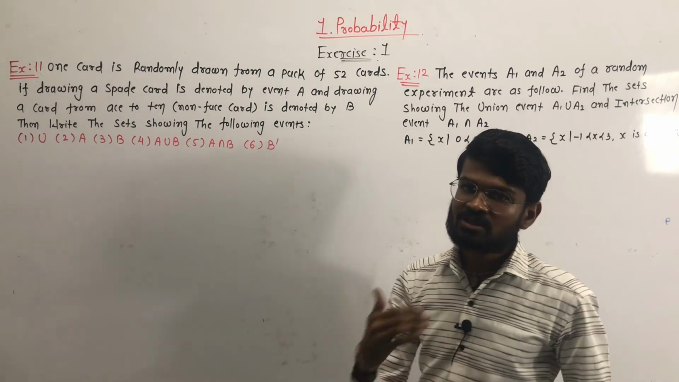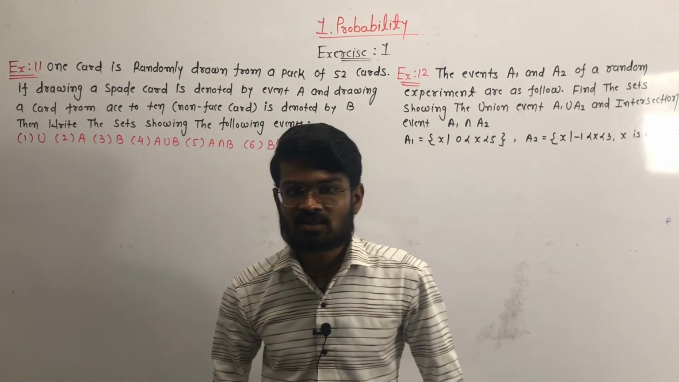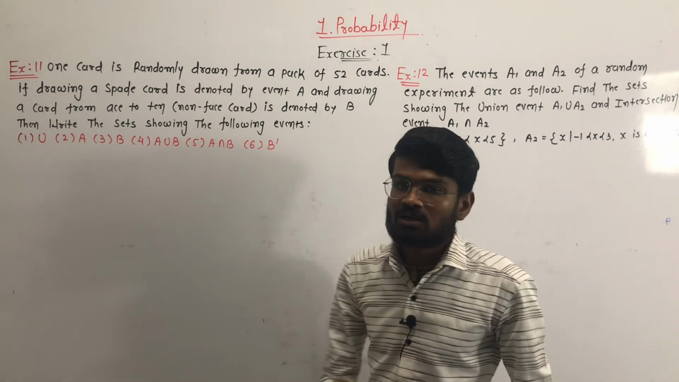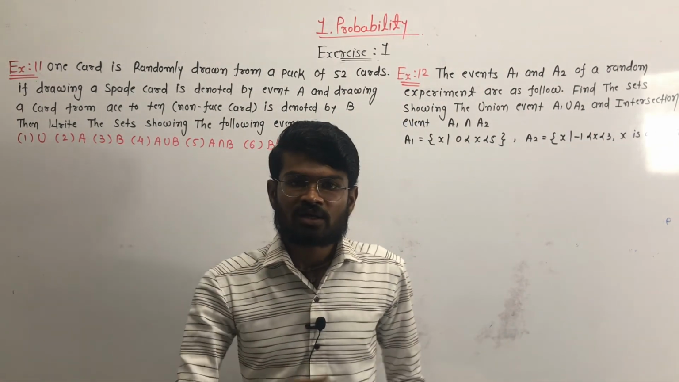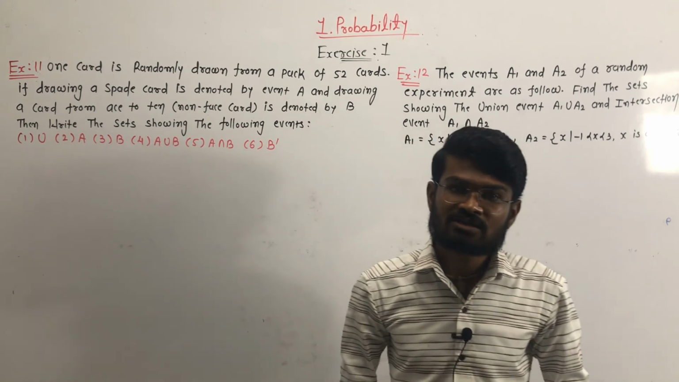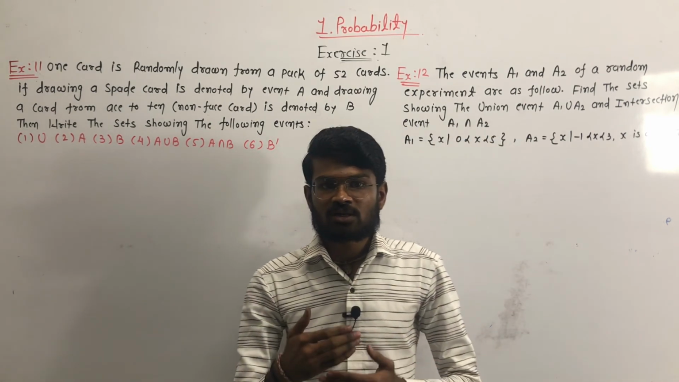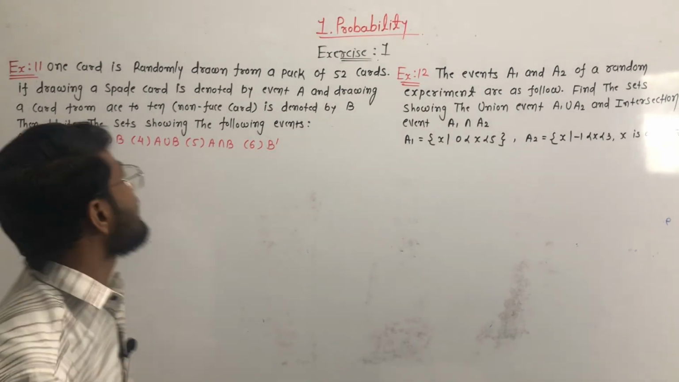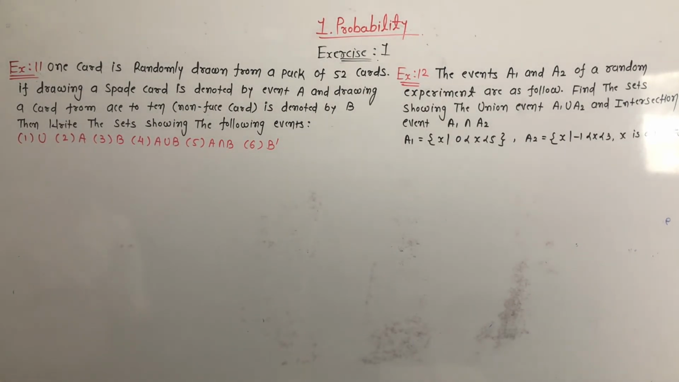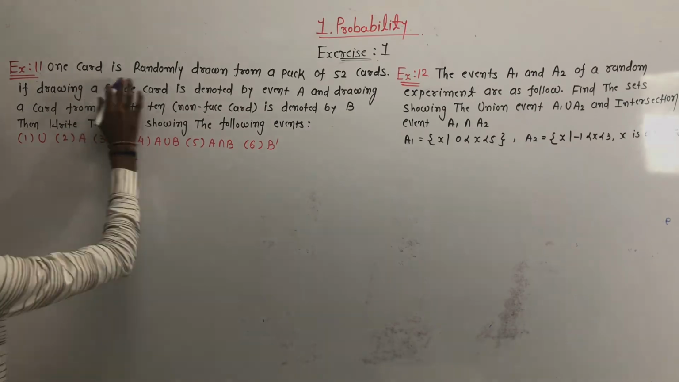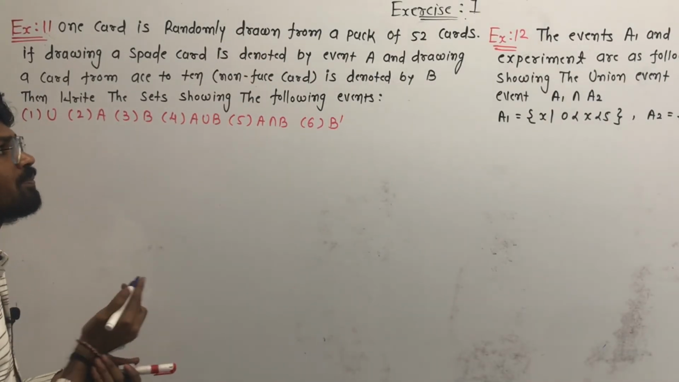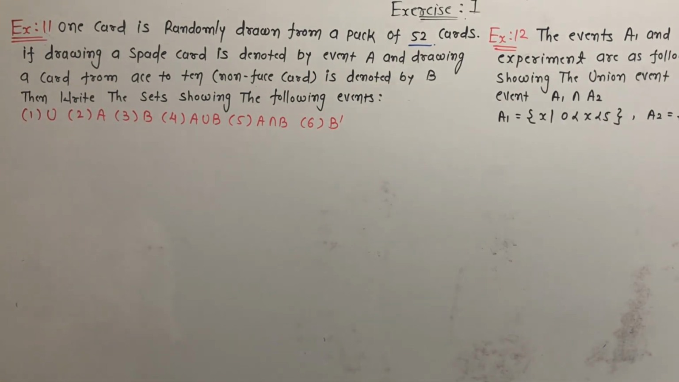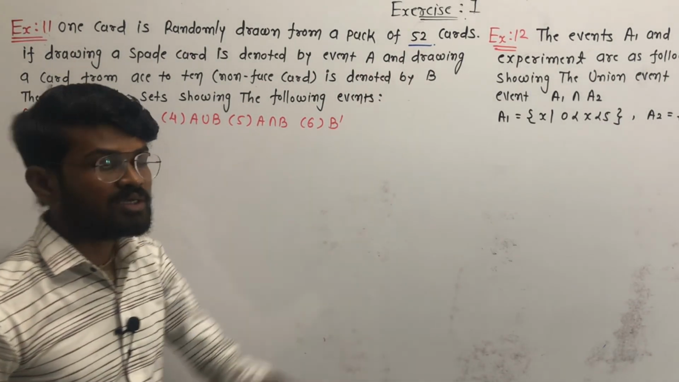Okay, so in this chapter today we are discussing exercise number 1 and examples 11 to 15. In the previous lecture we already discussed examples 1 to 10. Now we are going to solve example number 11, and it is this: one card is randomly drawn from a pack of 52 cards. Clear? One card is drawn from the pack of 52 cards.